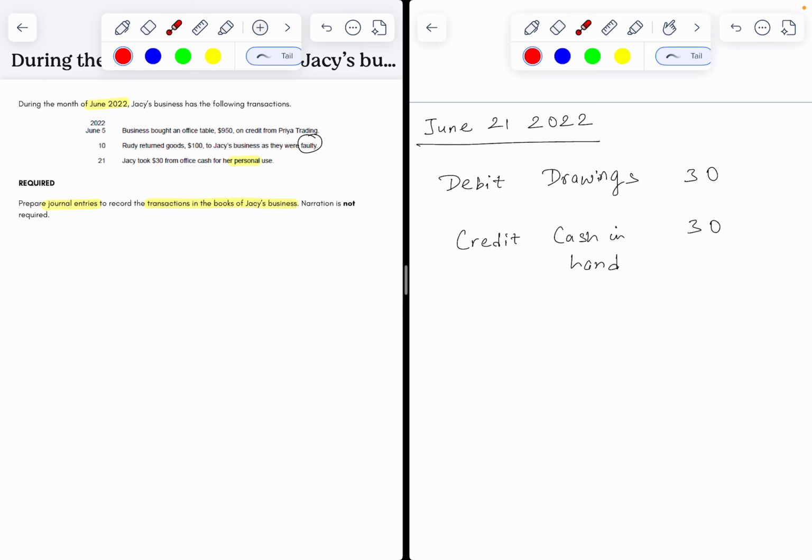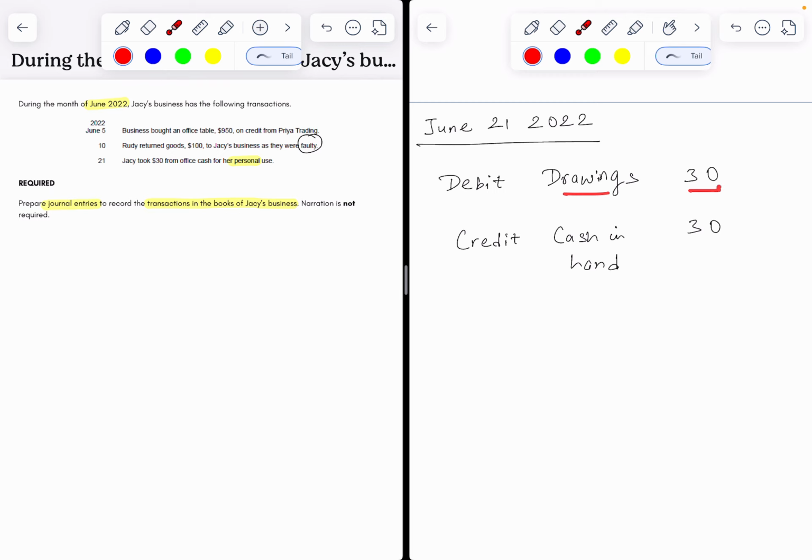Because it is very clear that this money has been withdrawn for personal use, we can confidently debit the account for drawings, all right? So whenever there is any withdrawal, whether it is cash or goods from within the business for personal use, we debit the account for drawings, all right? And the reason we debit the account for drawings is that initially when JC would have invested money into the business, we would have called it capital. And by default, any investment into the business, any capital investment into the business would have been credited, right?